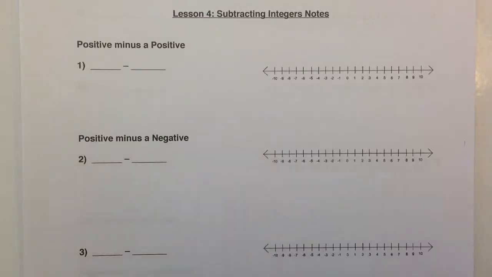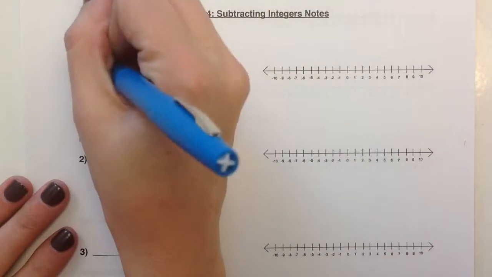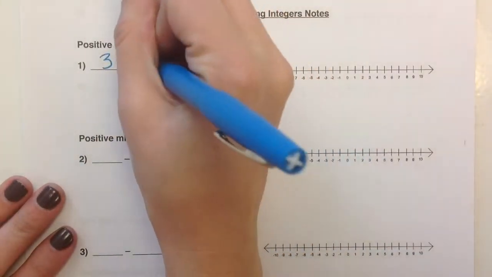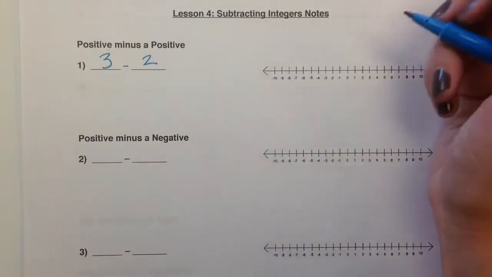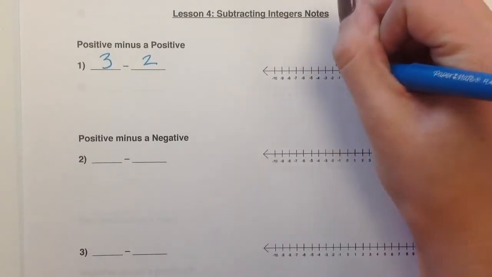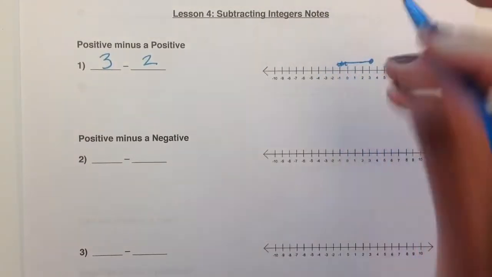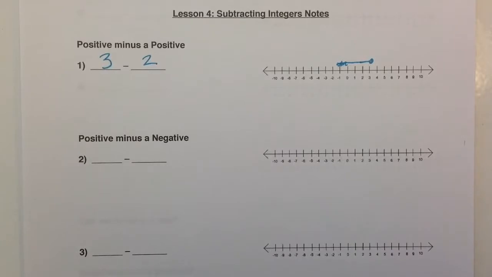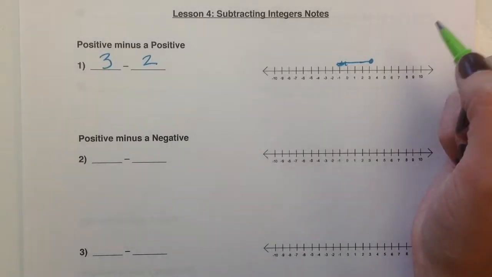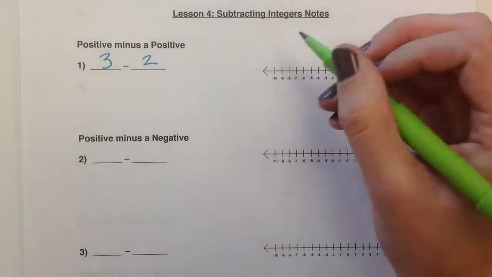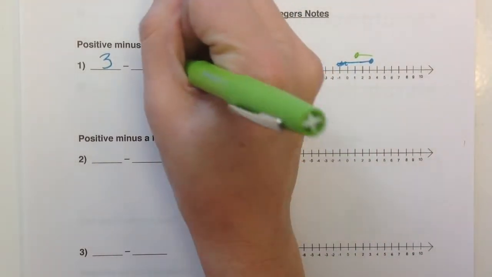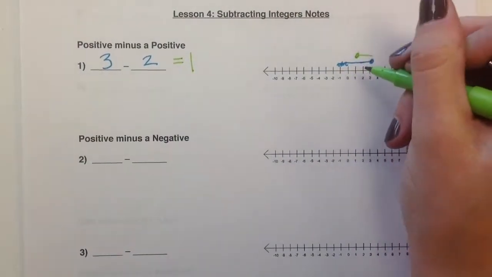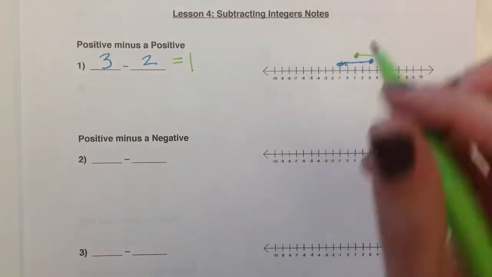So let's first look at the basics. Positive minus a positive. So if we've got something like 3 minus 2. Basic subtraction that we've been doing for a long time here, but let's look at it on the number line. So if I'm at positive 3, and I subtract positive 2. Well, when I add a positive, I move to the right. I'm subtracting a positive, so I'm moving to the left, which brings me to 1. So subtracting a positive, you move to the left.